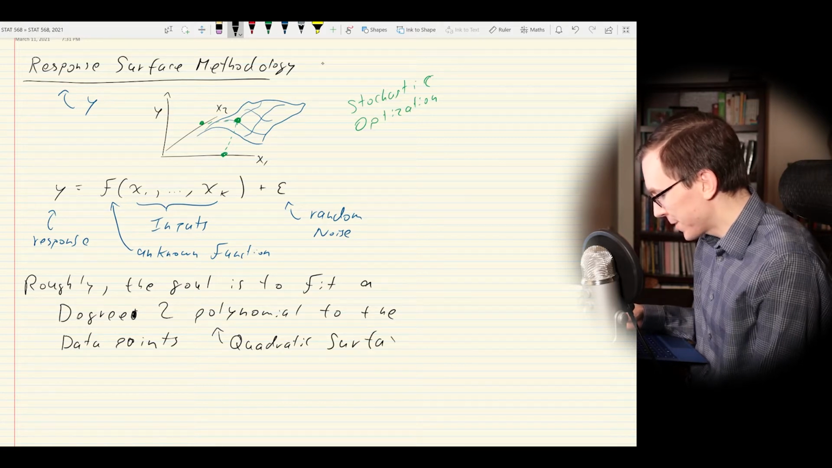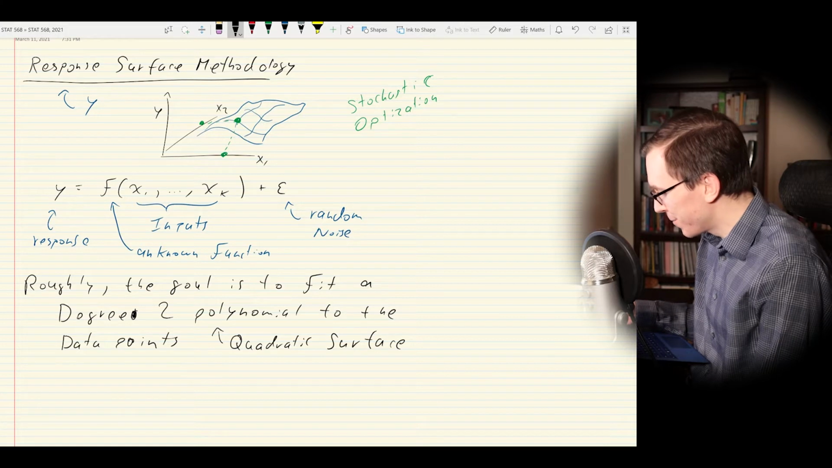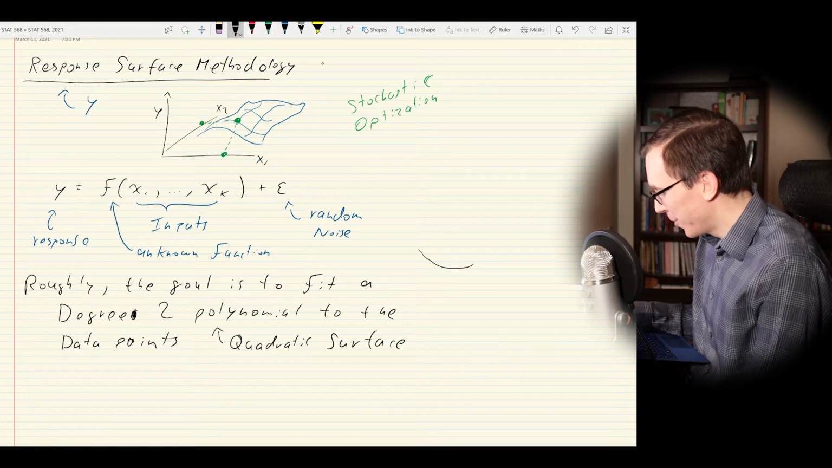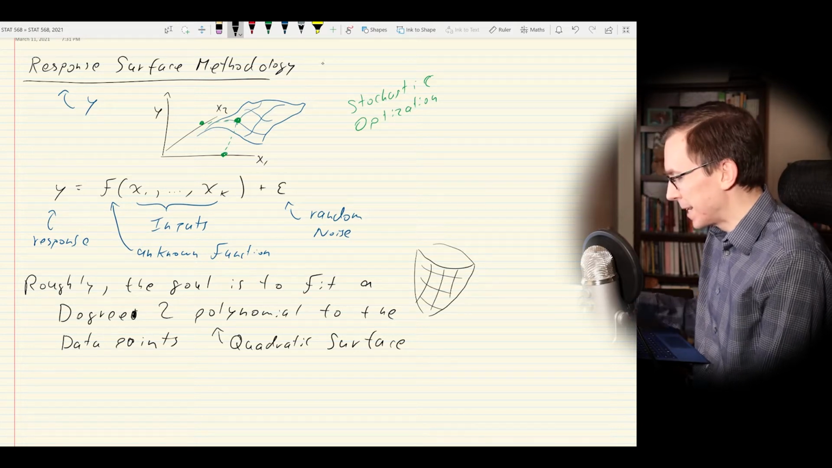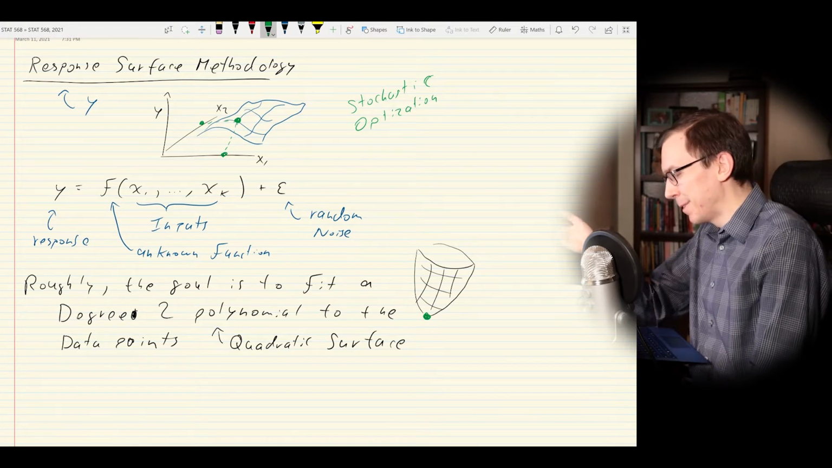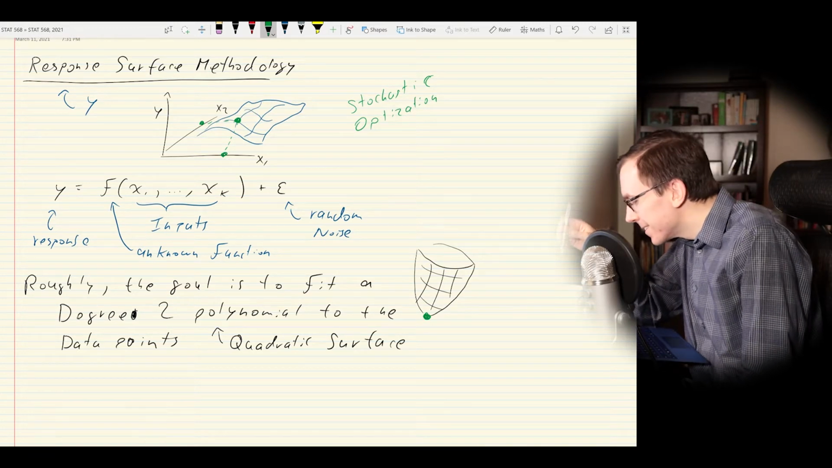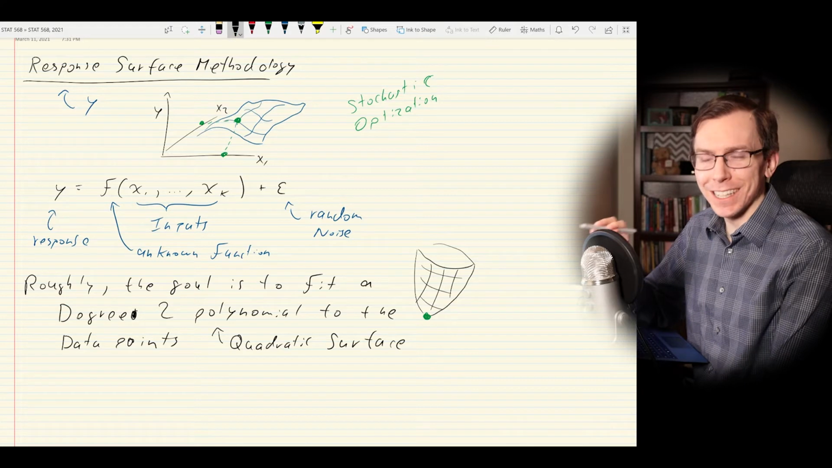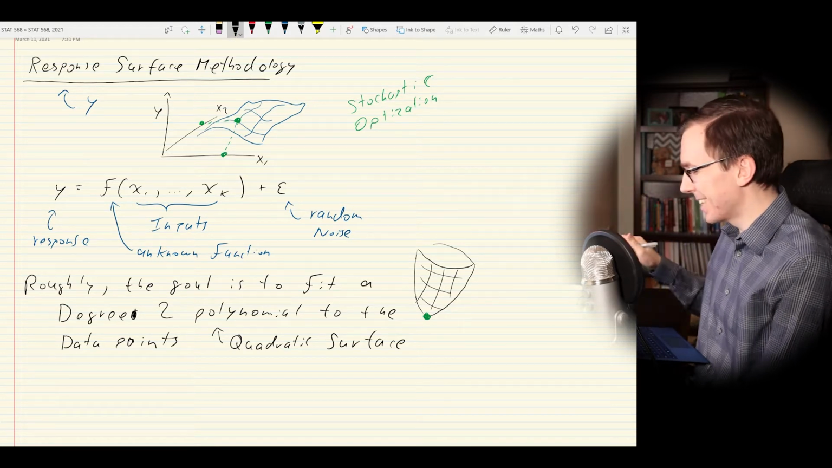And a quadratic surface, well, it can look a couple different ways, but hopefully it's going to look like some type of parabola. I guess this one's going the wrong way. This would be a minimum. Let's say we're trying to find a minimum, then I can find the minimum at the bottom of my parabola. I'm not the greatest at drawing these things, so we'll see how we get through this.